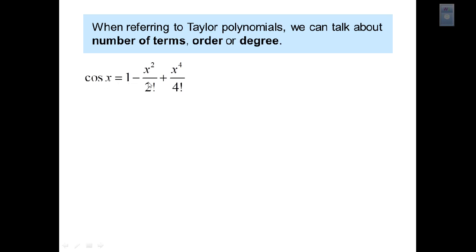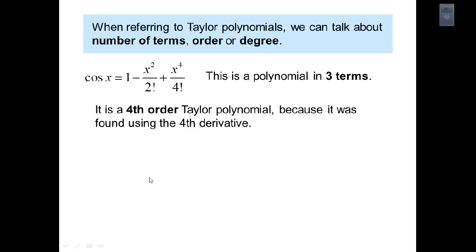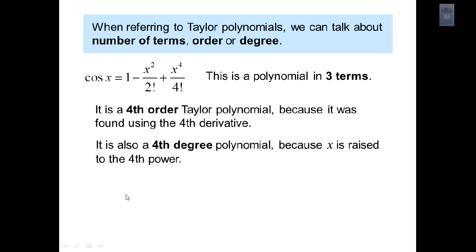All right, so this one is a 4th degree. It has 3 terms, and it's a 4th order. So when you're asked to do one of these, and you will be, they may ask you to write the first 5 terms of the Taylor polynomial for cosine x centered at 0. In that case, you would go 5 terms out. When you got to the 5th term, not including 0 terms, then you stop.